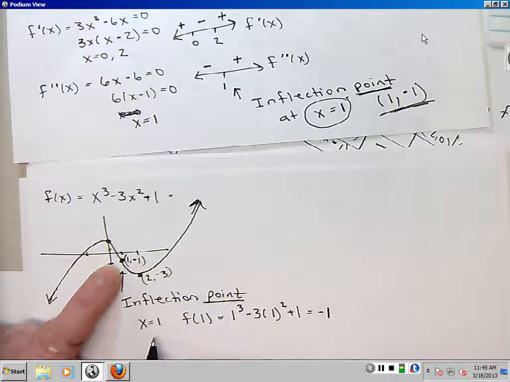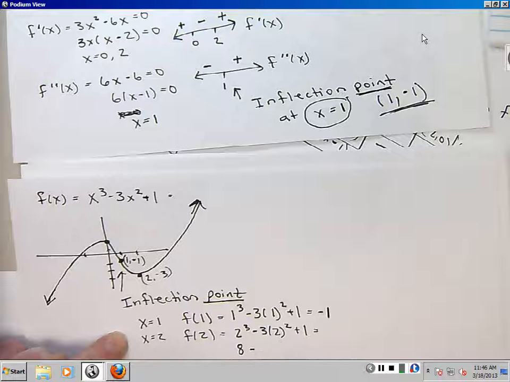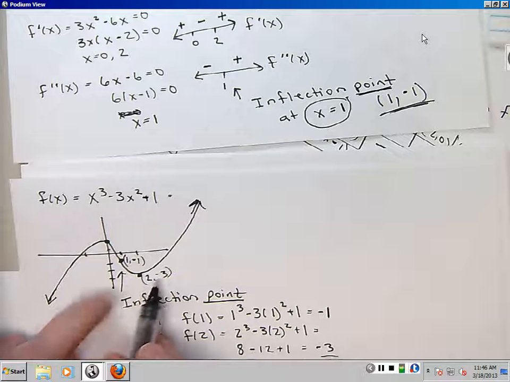When I plug 2 into my function, I get 2 cubed minus 3 times 2 squared plus 1. So this would be 8 minus 12 plus 1. So minus 3. So that gives me my y point.